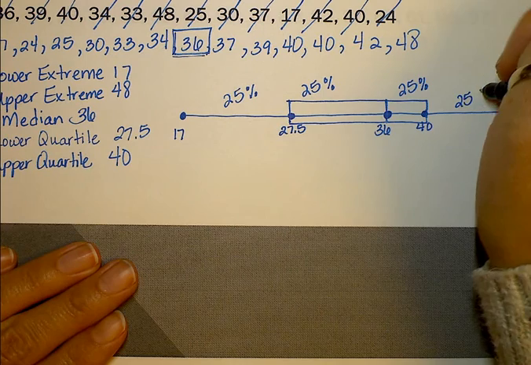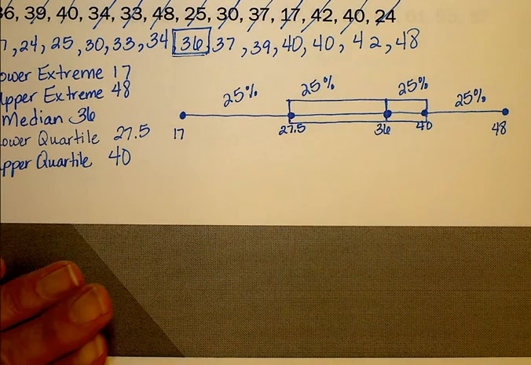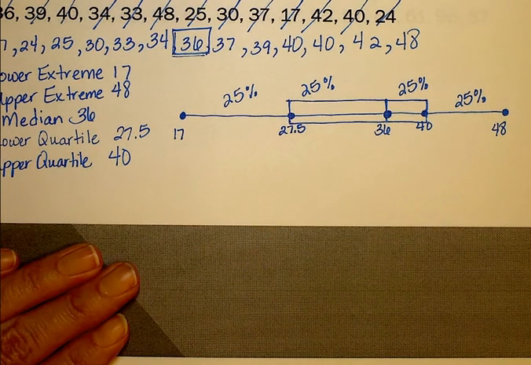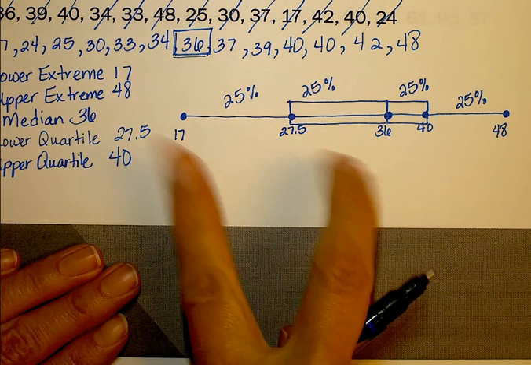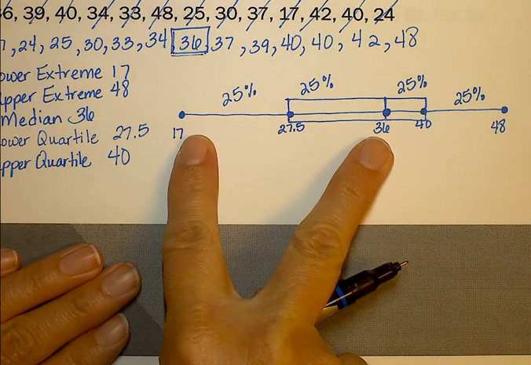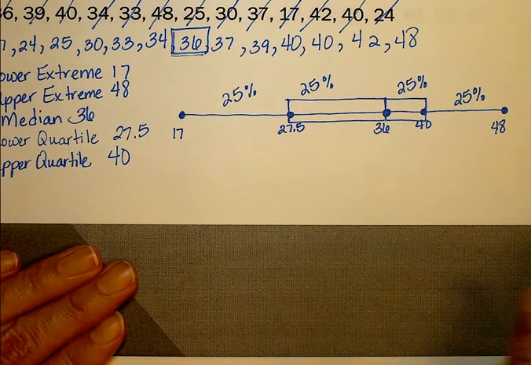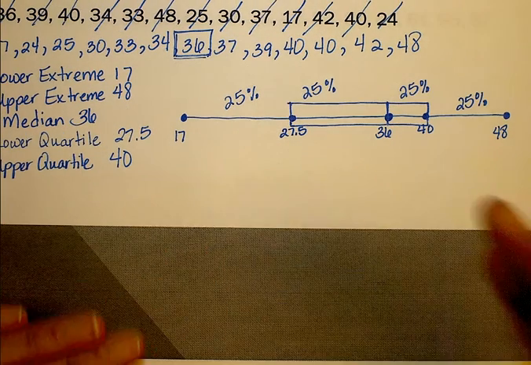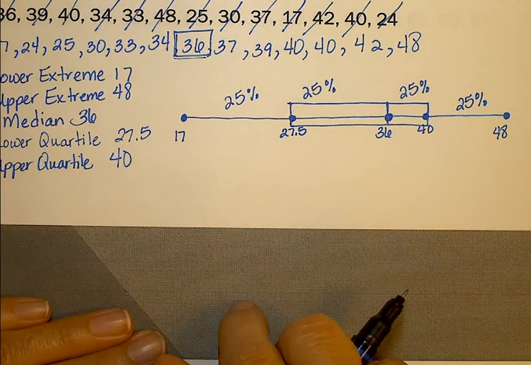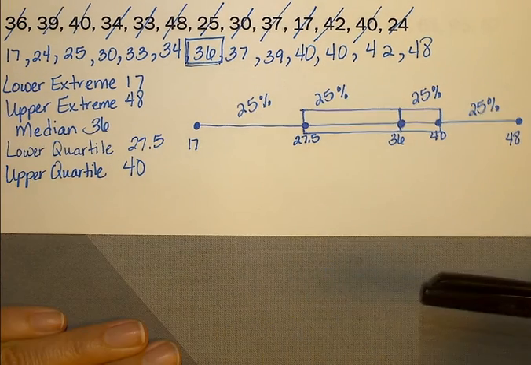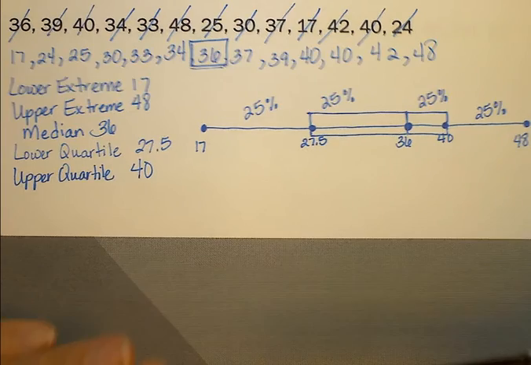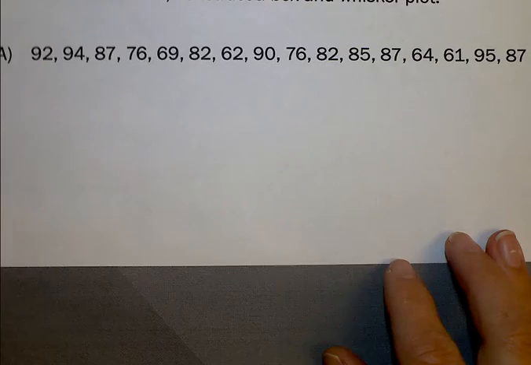So if I asked you a question like, how many people got between a 40 and a 48, you could say 25% got that. Or how many people scored lower than a 36? You can say 50% because lower than a 36 is these 2 sections. So that is the benefit to a box and whisker plot. What's lost is the individual sets of data. We no longer have all these numbers. Now we only have 5 numbers. So it's been replaced.